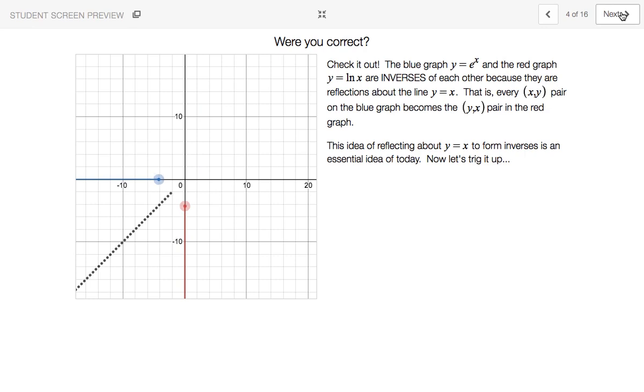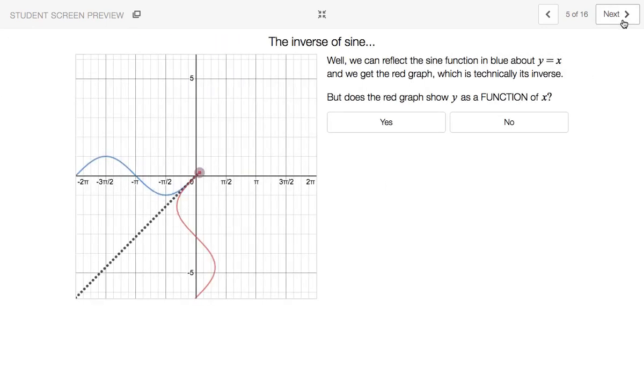Some animation to show you reflecting in the line y equals x. And this is even more fun.